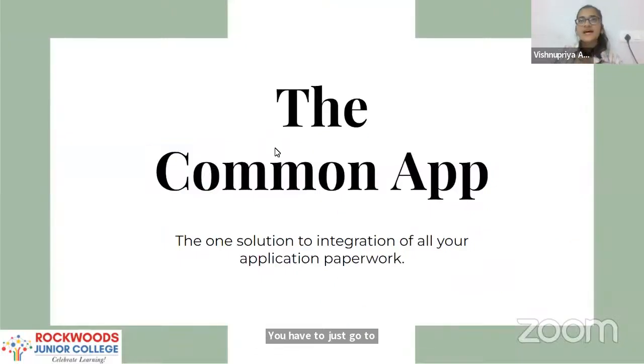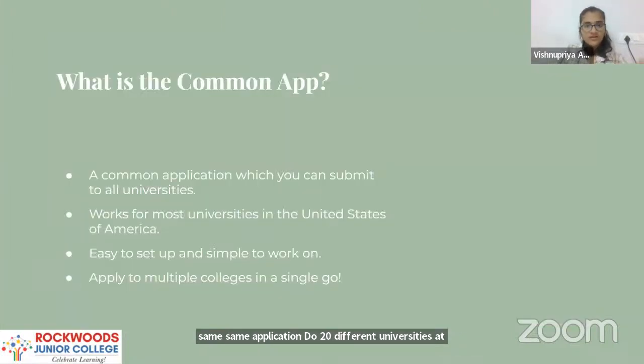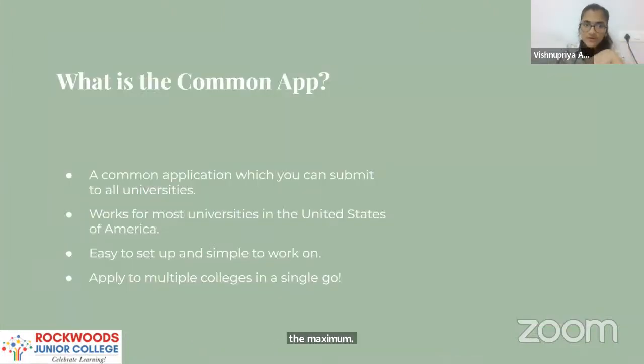So Common App is an app where you can create an application which basically goes out everywhere. It is a place where you can collect together all your application material, and then you send the same application to 20 different universities at the maximum. It is for United States universities only, and it is a common application.